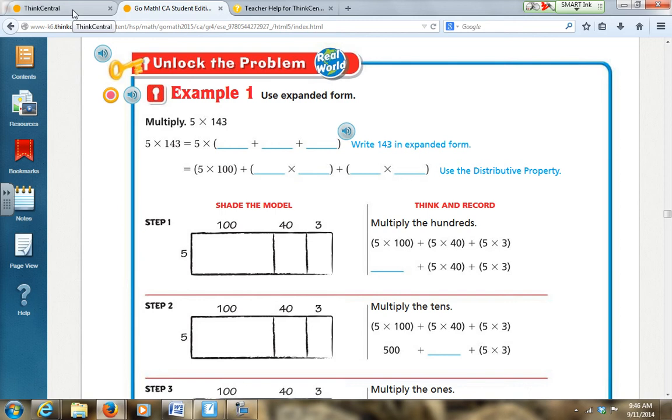How do I do that, Alexis? 100 plus 40. Good. Okay. So I can easily do 5 times 100, right? What is 5 times 100?